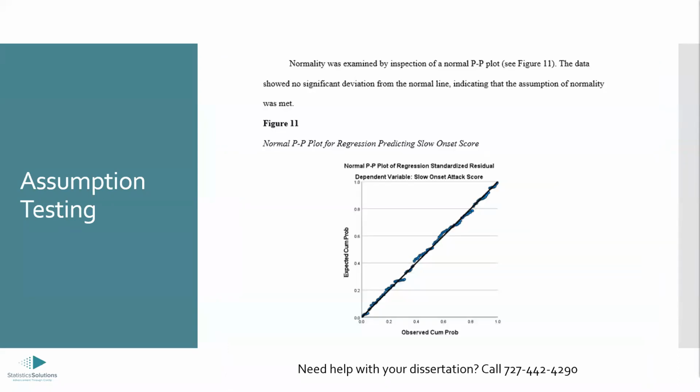And so here are some examples of how you might present the results of assumptions tests. Here we have an example with normality that we're testing with a normal PP plot. So we talk about how we're testing normality. We make an interpretation of the plot saying that we're not seeing significant deviation from the normal line, and we say that the assumption is met.